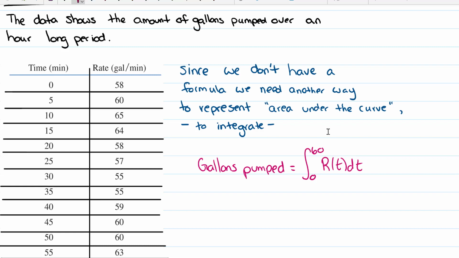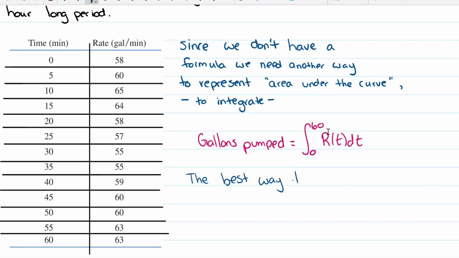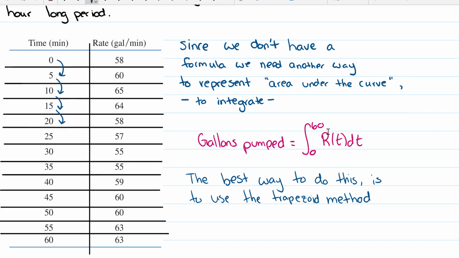And since we don't have a formula, the best way we can do this is by using the trapezoid method. So in the trapezoid method, we need to identify h. So notice that each time we're increasing by a constant, and that constant is 5. So h is going to be 5.